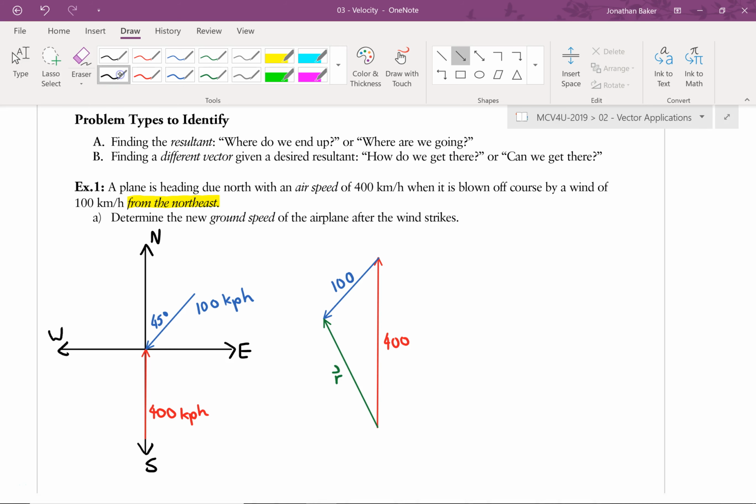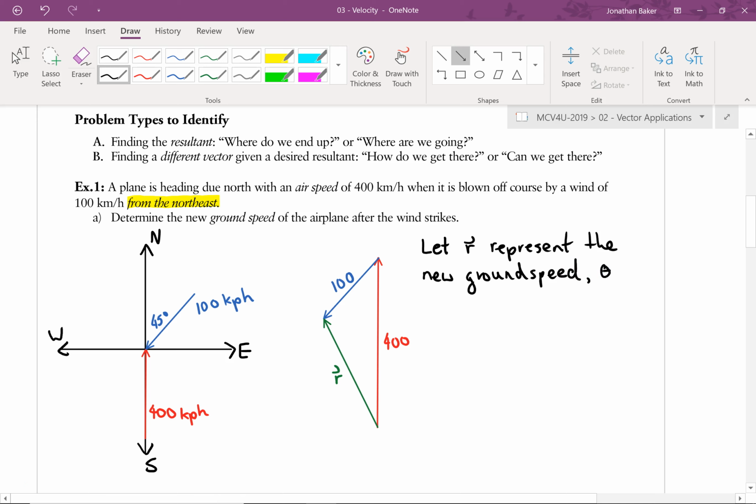So let's define R, since we just used it. We'll say let R represent the new ground speed. And we're also going to use an angle, theta, as pictured. What I want to do is put theta right down in there, which I'll explain in a moment.